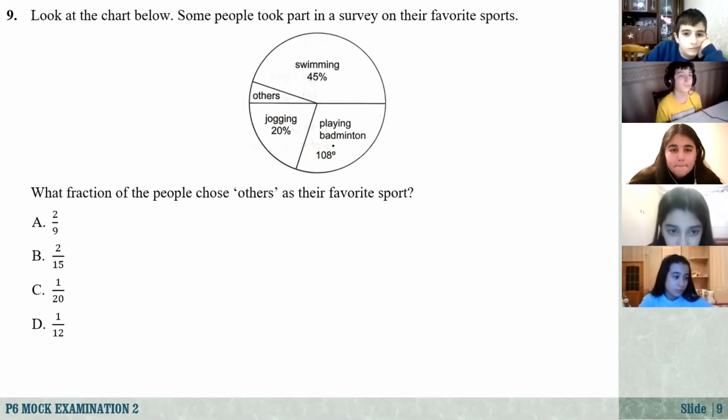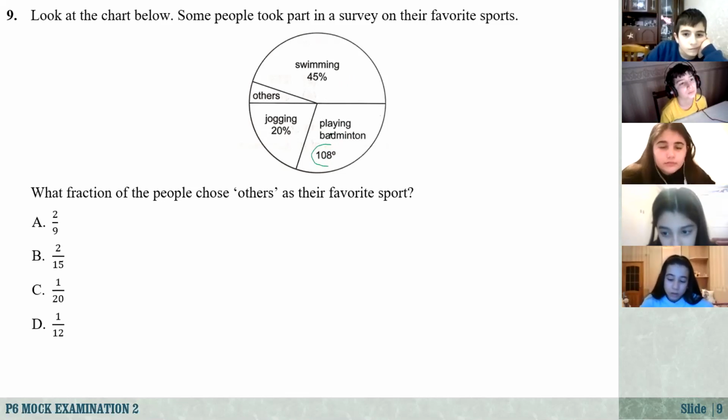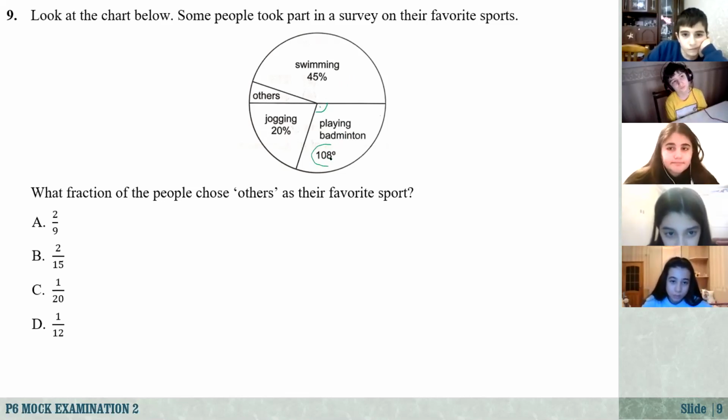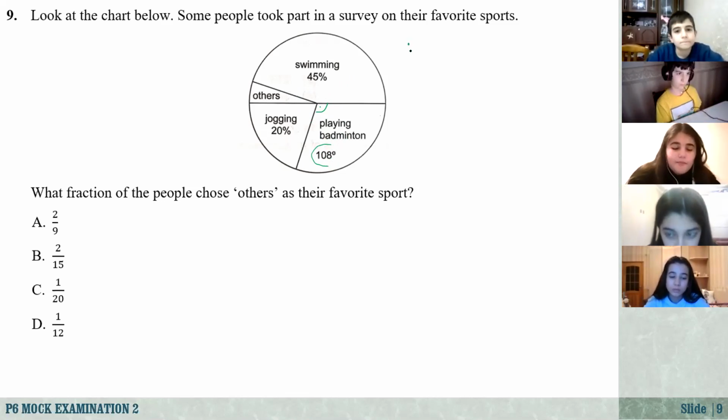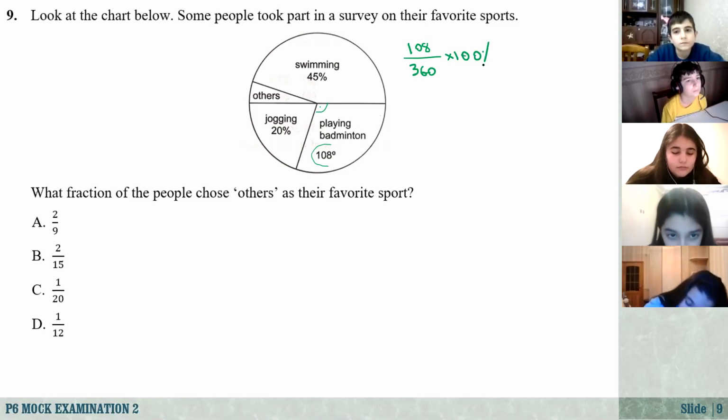Now, let me change this one into percentage, right? Since this one is represented by 108 degrees, we know that the round angle is 360 degrees. How can I change 108 into percentage? This one is 108 out of what? Out of 360. And multiply this by 100%, these two things cancel each other. And 108 divided by 36 is equal to 3. And 3 times 10 is equal to 30%, right?